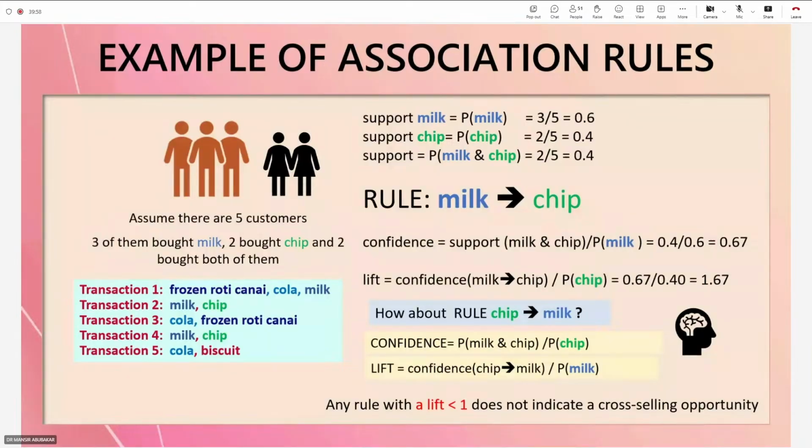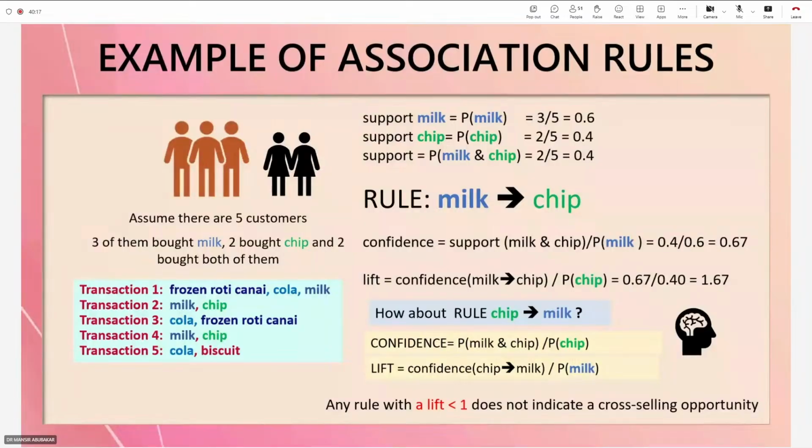And then we are looking for the support of cheese, because our concern is milk and cheese. Then how many times does cheese appear? Then we can see cheese in the second transaction. We can see cheese in the first transaction, only 2 places. So that means 2/5, which is equivalent to 0.4.